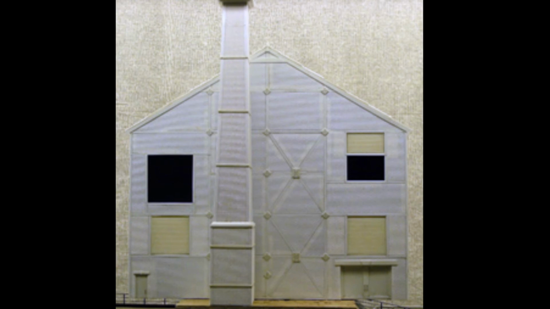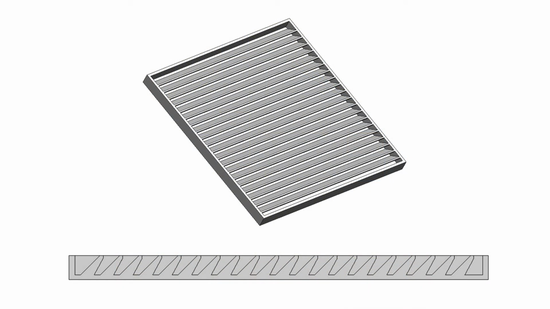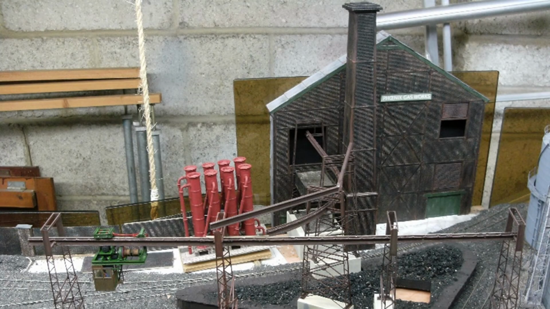The ventilator grills were made using 3D printing. The back of the grill is a flat sheet and each fin is attached to it to make sure they stay straight. And here we have the completed building after it has been painted. This model was made by Chris Simpson, a member of the group.